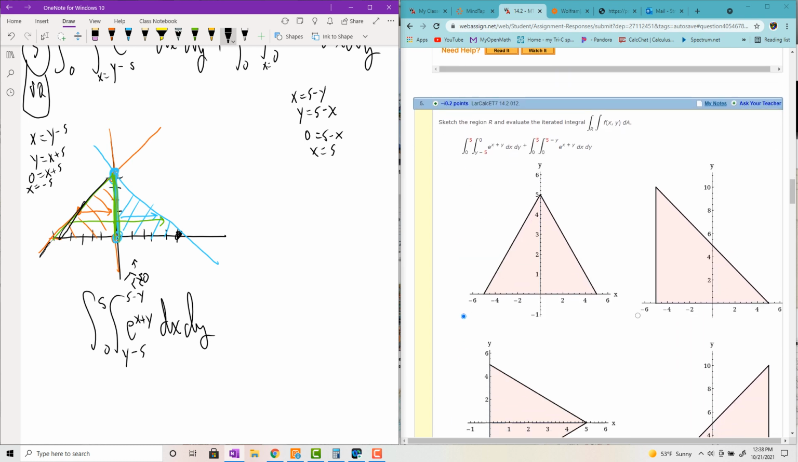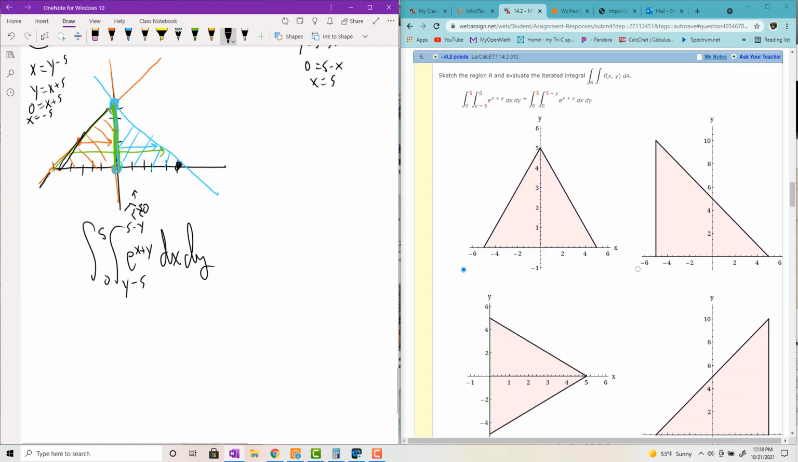Okay, so hopefully we can integrate it. If you can't integrate it, you literally have to change the order and then rewrite the integral again, which would be a bummer. Okay, so anyways, integrating with respect to x, e to the x plus y, what is that? E to the x plus y is the same as e to the x times e to the y.